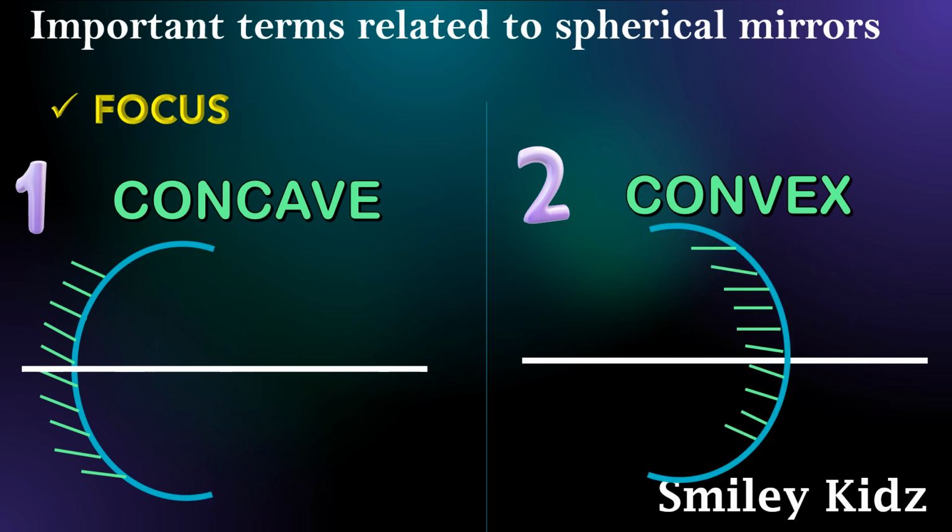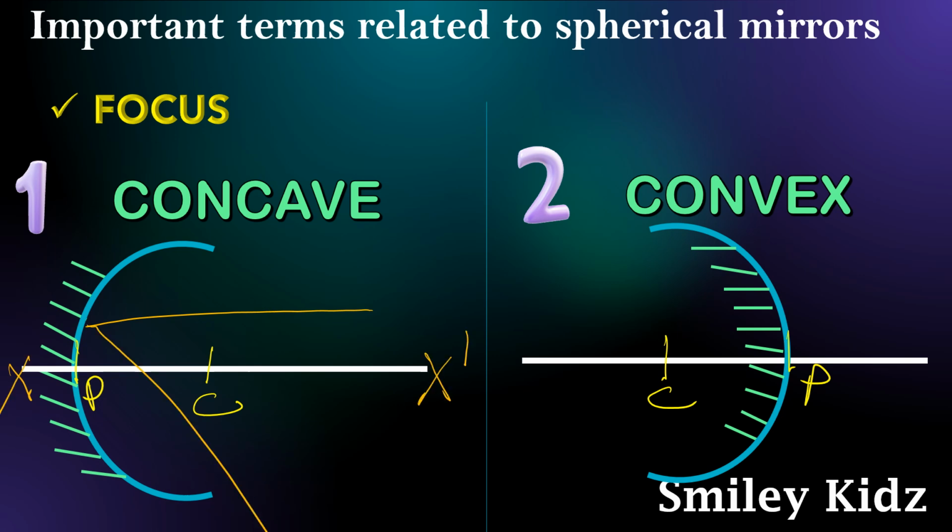Now let's understand what is focus or the principal focus of the mirror. This is the center of curvature and this is the pole of the mirror, and same with the convex kind of mirror. The distance between P and C is the radius of curvature. Now, for understanding what is focus, we're going to incident a ray parallel to the principal axis, let's say XX', which is reflecting back in this way. This is the incident ray and this is the reflected ray.